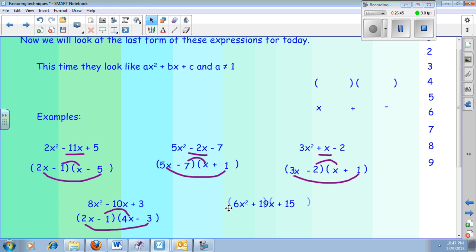Let's take care of this very last one. We have 6x squared plus 19x plus 15. Now, 6 could be 1 times 6 or 2 times 3, but I think I'd like to start with 2 times 3 just as a guess. I usually start with the smaller factors. If they don't work, then I go back to 1 times 6. Put our x's in.